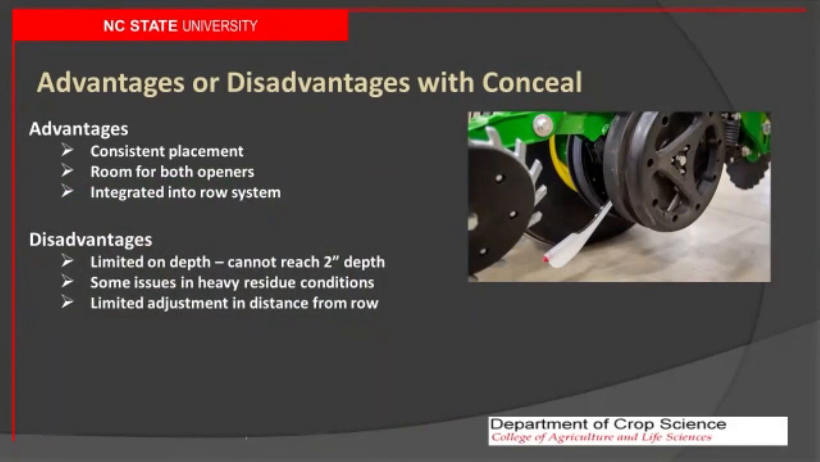It's integrated into the row system, so you don't have a lot of extra weight and material on that. You can actually put row cleaners. Like I said, it didn't fit our planter, which was a Kinze unit, as well as we would like, but it does look like it fits the most John Deere systems fairly well.